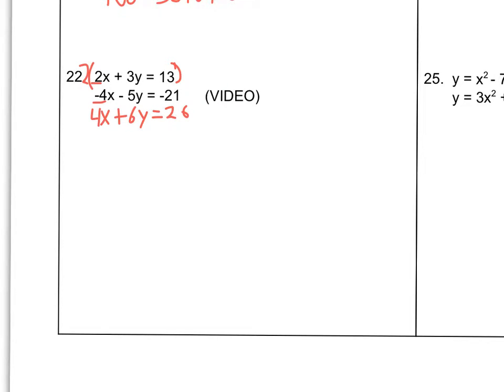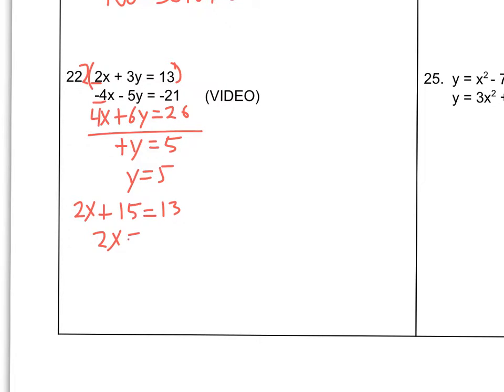When I now add these equations together, we get 0 plus y is equal to 5, which means y is 5. When I plug this back in, I'm going to just use the first one because there's no negatives. 2x, 3 times y is 15, is equal to 13. If I subtract 15, I get 2x equals negative 2, which means x is negative 1.